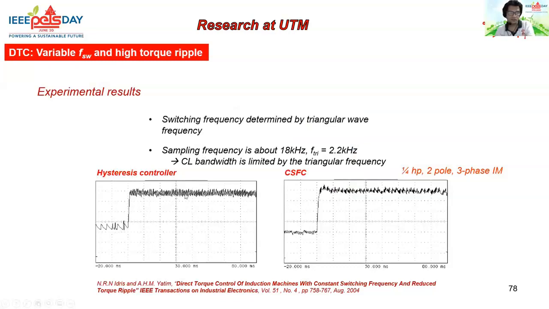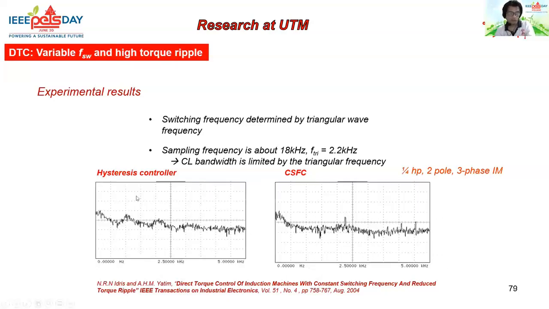You can see the hysteresis controller compared with the constant switching frequency, which reduces the ripple there. However, you can see that the torque dynamic is slightly degraded with constant switching frequency, which is what we expect, because the hysteresis controller, as I said, has a very excellent dynamic response compared to the linear regulator. This is the spectrum of the current. For the hysteresis, you have a distributed frequency spectrum, whereas for the constant switching frequency, we have a fixed switching frequency, which occurs at 2.2 kilohertz.